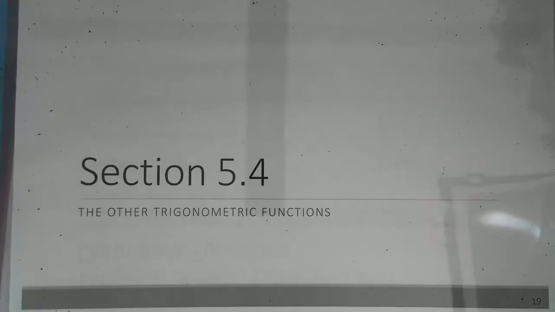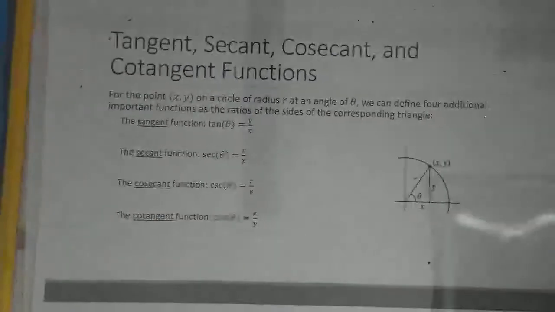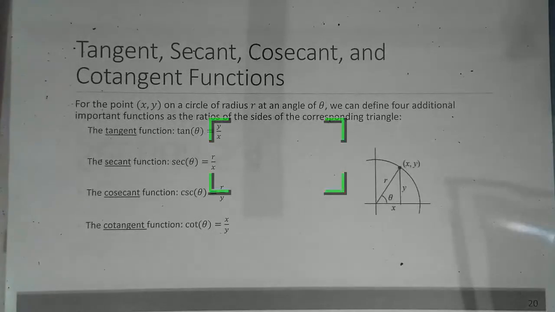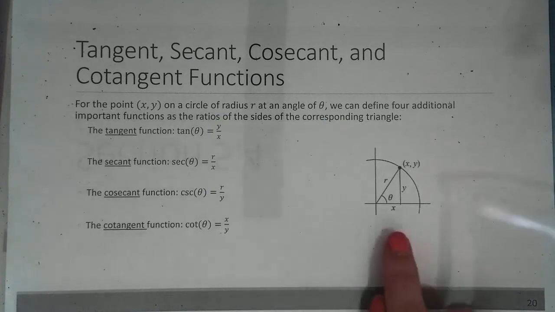In this video, we'll be taking a look at section 5.4, which covers the other trigonometric functions. So we have looked at sine and cosine, but there's more than just those. We're going to focus on the tangent, secant, cosecant, and cotangent functions. And we're going to start with the same picture that we did for sine and cosine.